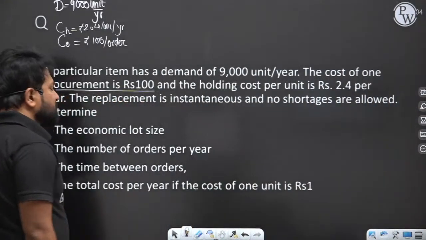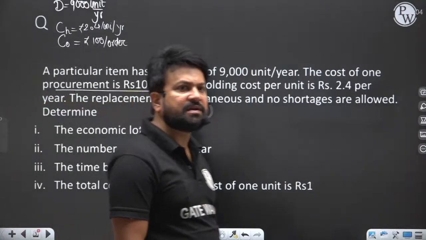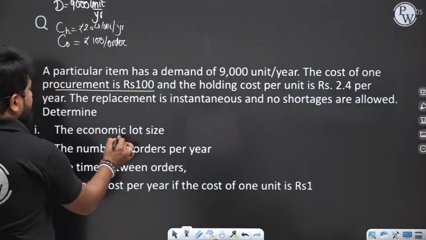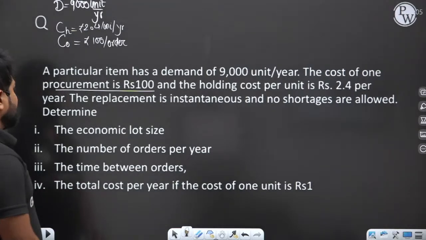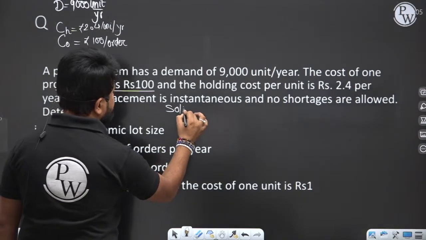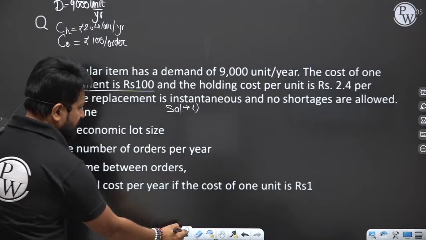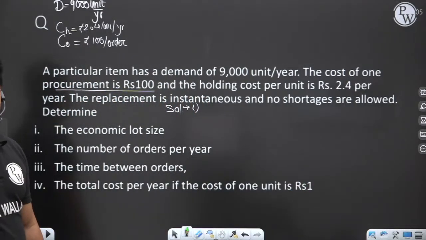Very good. So economic lot size, the single-time ordering cost. So what will be the economic lot size? Can we figure it out? We have to find the economic lot size. So solution part 1: what is the economic lot size?